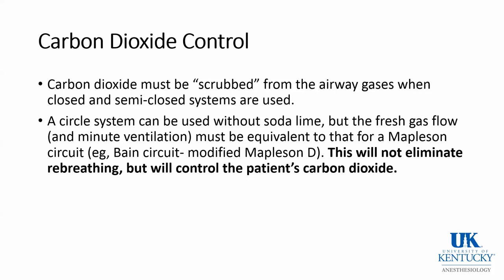If you know the fresh gas flow and minute ventilation that is required for a Mapleson D, you can use the same settings for a circle system that does not have the absorbent in the canister. It will not eliminate rebreathing, but it will control the patient's carbon dioxide.